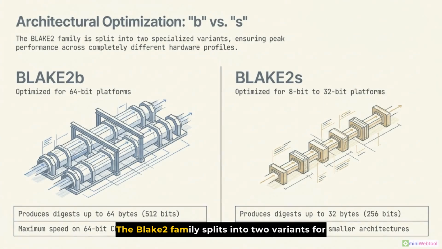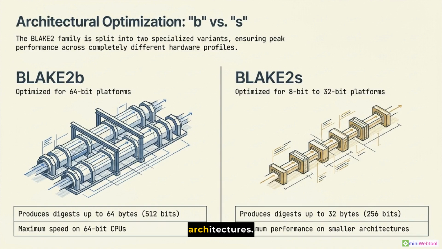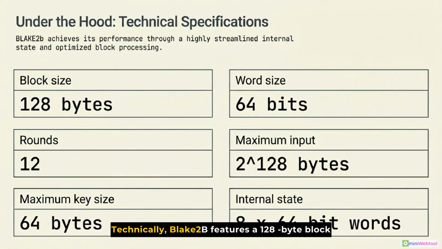The BLAKE2 family splits into two variants for peak performance across different hardware. BLAKE2b is for 64-bit platforms, and BLAKE2s is optimized for smaller 8-bit to 32-bit architectures. Technically, BLAKE2b features a 128-byte block size and a 64-bit word size. It utilizes 12 rounds for processing and has an internal state of 8 64-bit words.